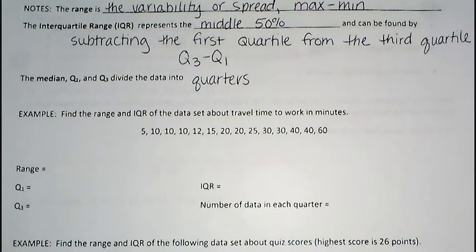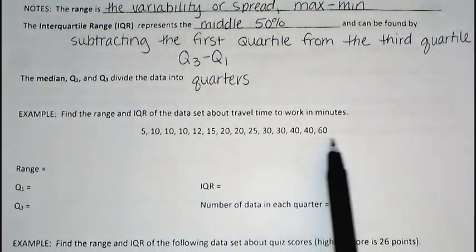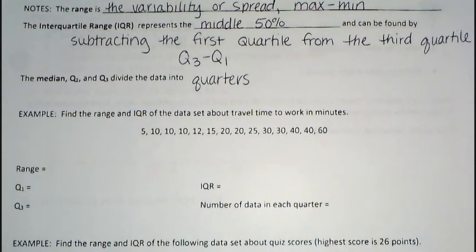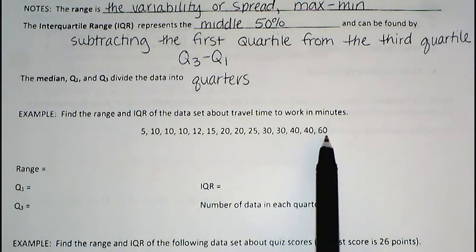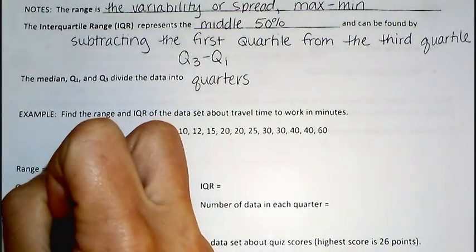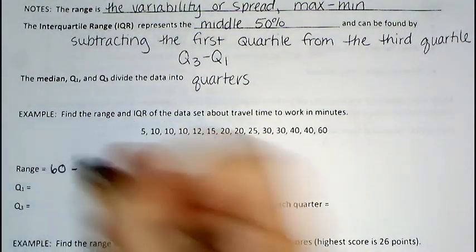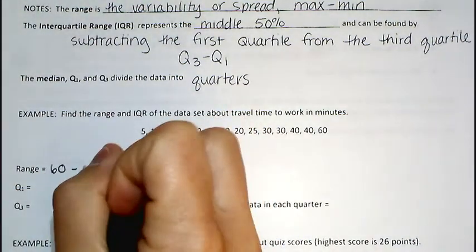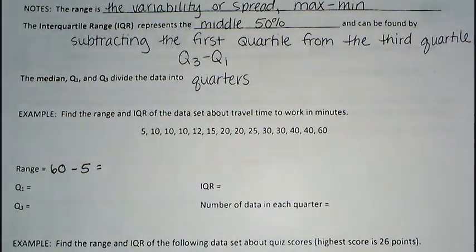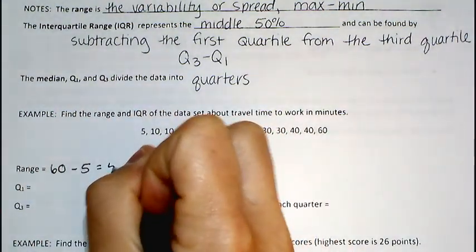So first, let's go ahead and find the range. If you look, all of our data is already in numerical order. So to find our range, we're going to take our largest number, 60, and we're going to subtract from that our smallest number, which is 5, and that gives us a total range of 55.